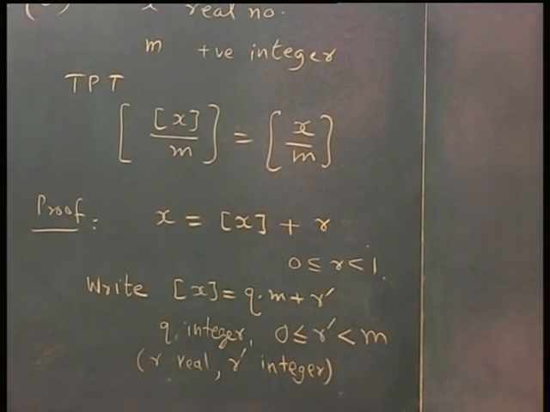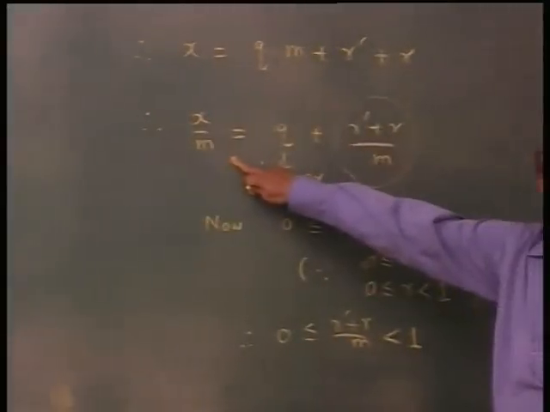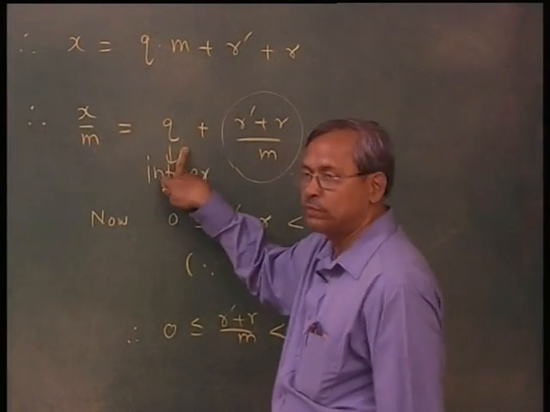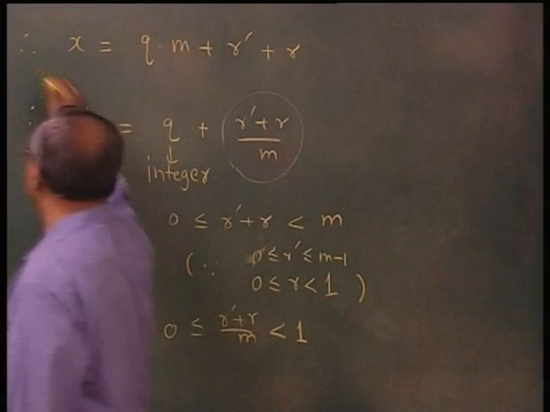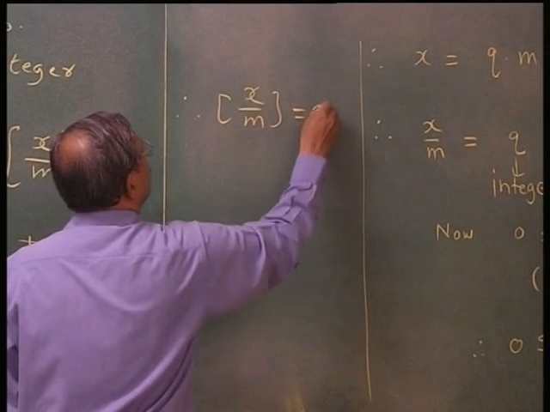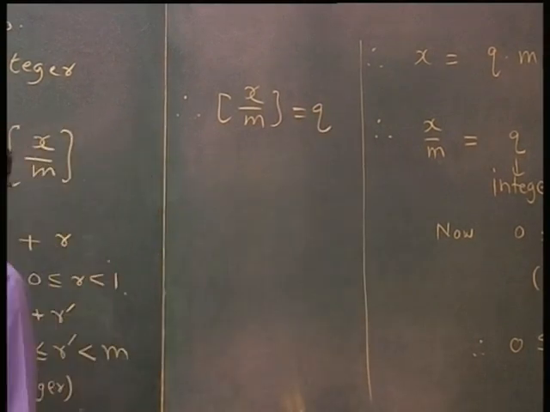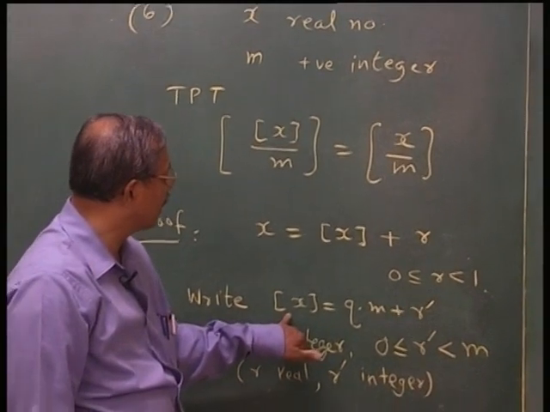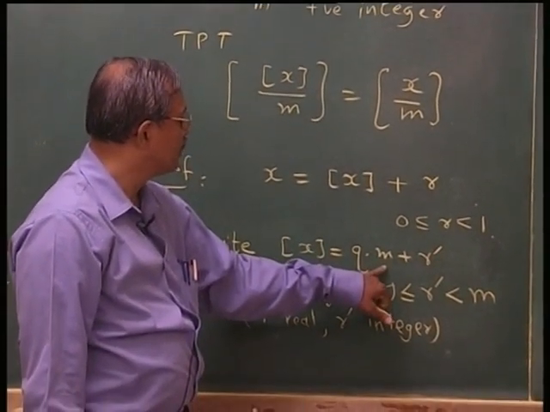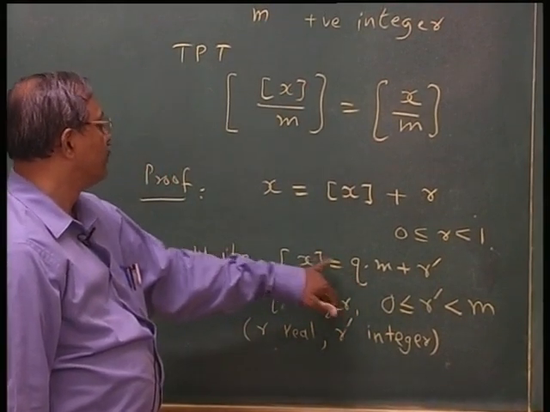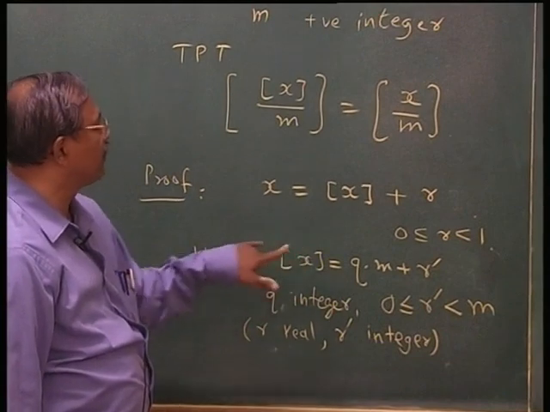Now what is the integral part of x by m? x by m is an integer plus this quantity which is between 0 and 1. So the integral part of this must be q. Therefore we get the integral part of x by m is equal to q. But what is q? You can see that q is the quotient when you divided the integral part of x by m. So q is the integral part of x by m.